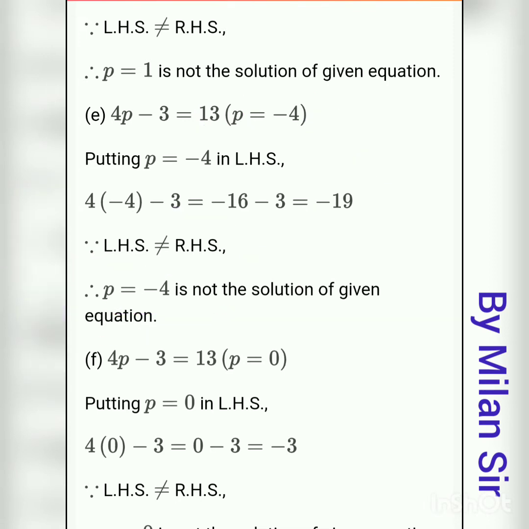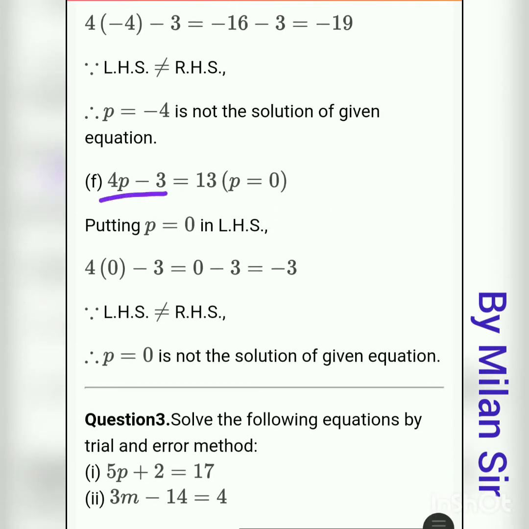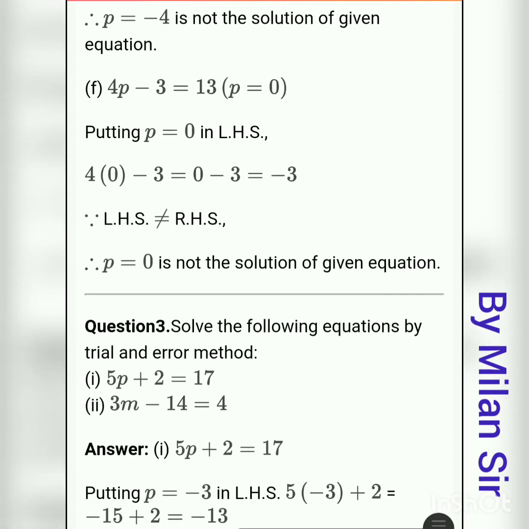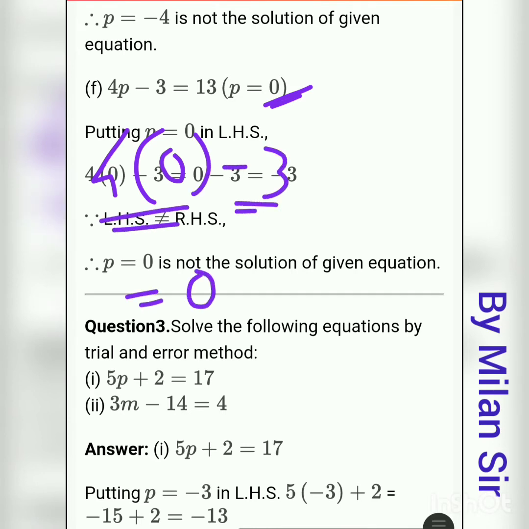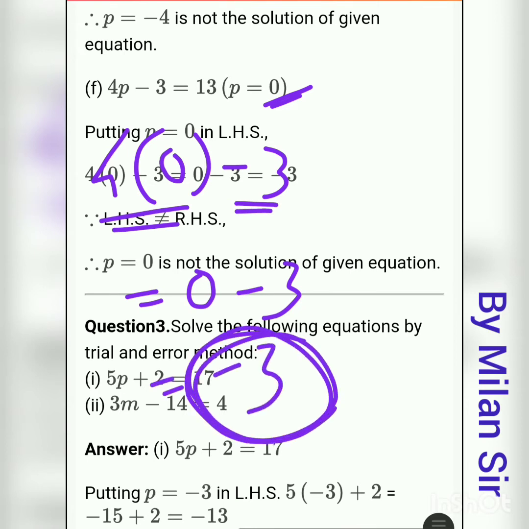Then number F, here 4p minus 3, and we need to put p is equal to 0. So in place of p, write 0. So 4 multiplied by p, so 4 multiplied by 0 minus 3. Now 4 multiplied by 0 is 0, minus 3. 0 minus 3 is minus 3. So here our answer is minus 3 but here it is written 13. Again our answers are not the same. That's why this is not the solution.